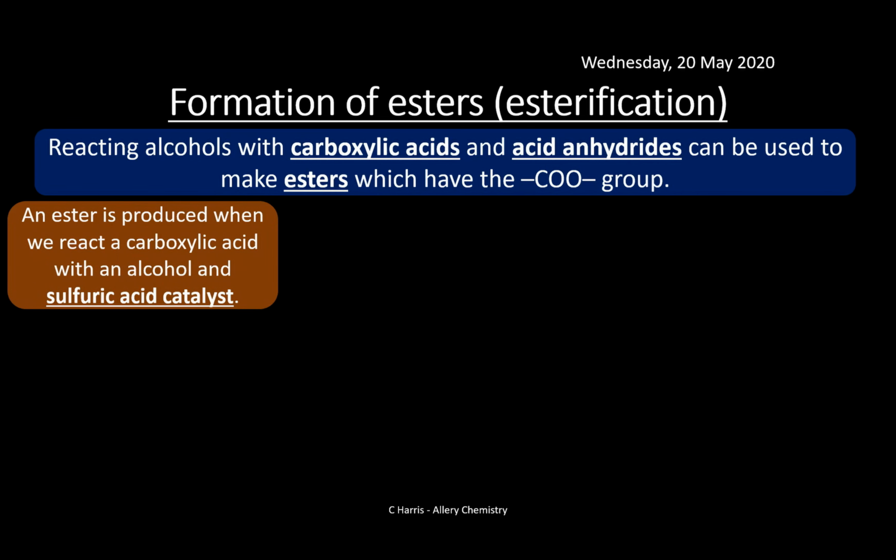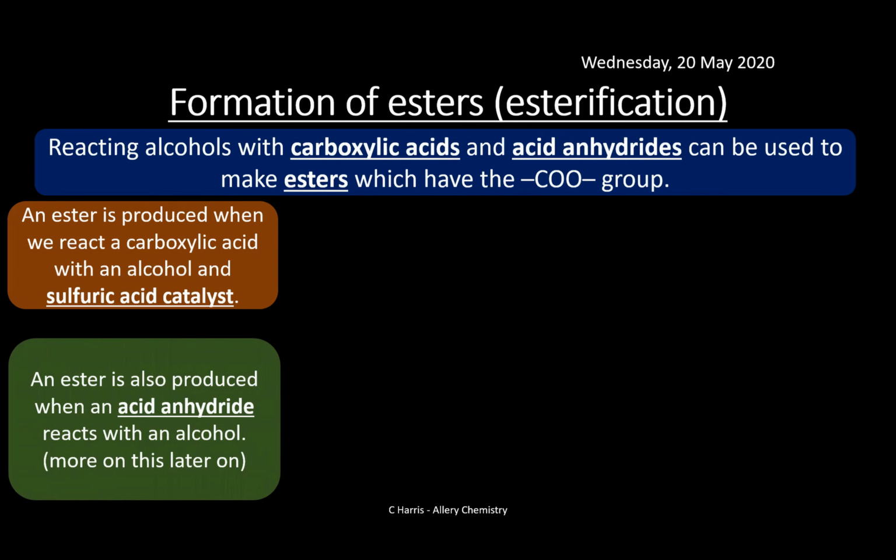Now, if you've seen the transition metal topic, you would see that sulfuric acid is a homogeneous catalyst, so it's integrated within the actual reaction. It's always reformed though, because that's a catalyst. An ester is also produced when an acid anhydride reacts with an alcohol, but we'll look at this later on, because acid anhydride really falls into the derivative section, which we'll look at towards the middle to the end part of the video.